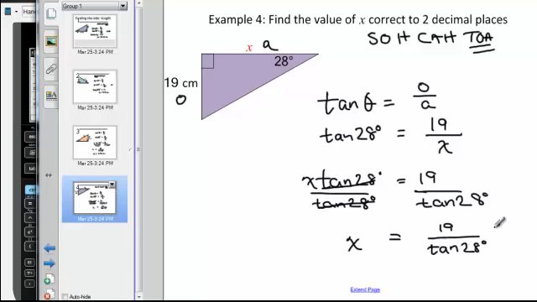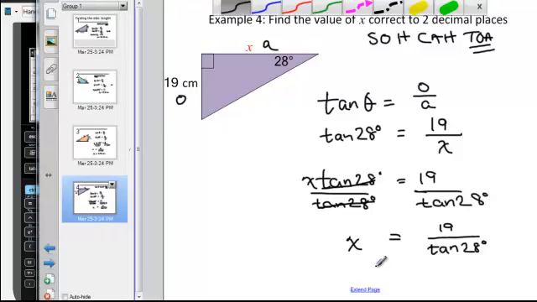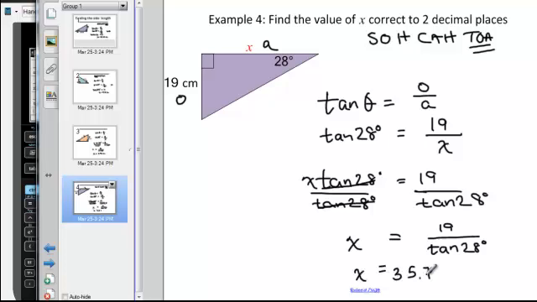To work that out, I'll go over to my calculator. 19 divided by tan of 28 degrees, and then Control Enter, and I get 35.7338, which rounded to 2 decimal places is 35.73. So x is equal to 35.73 centimeters.